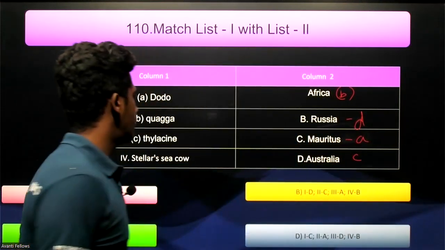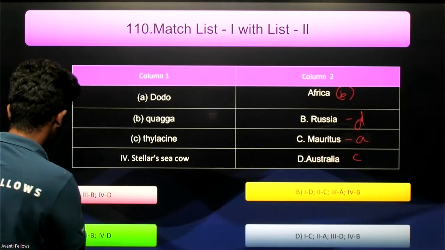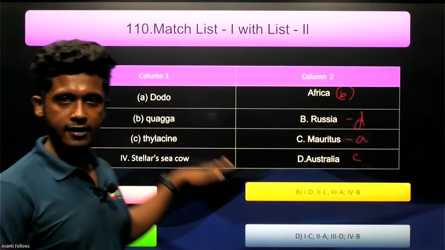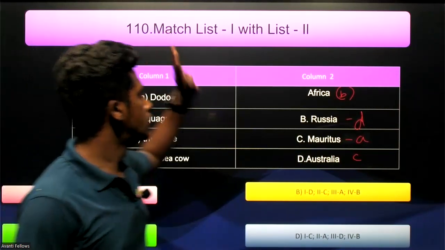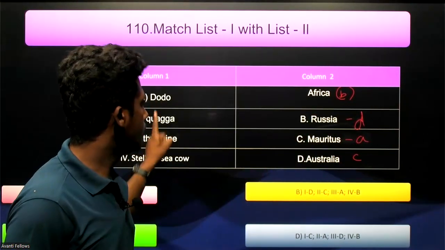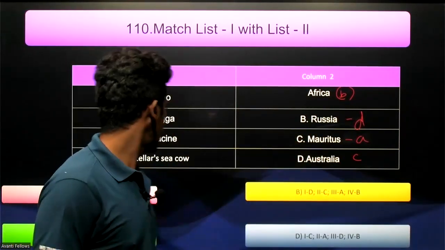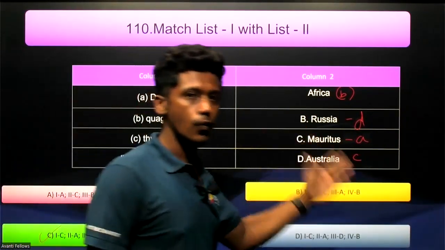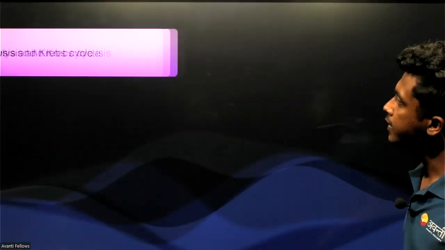So where is our option? Our option appears to be option C. So again, let's see. These are the native birds to a specific region. Dodo belongs to Mauritius. Quagga belongs to the African continent. Thylacine belongs to Australia. Stellaco belongs to Russia. Okay. So let's go for the next question. So that was option C.